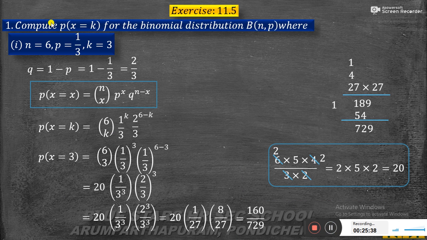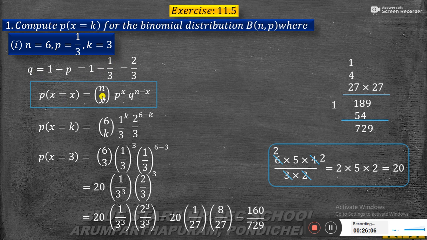Now we discuss exercise 11.5. Compute the probability of x equal to k for the binomial distribution B(n, p), where subdivision 1 is n equal to 6, p equal to 1/3, k equal to 3. So now we calculate the binomial distribution. p equal to 1/3 means q is 1 minus p, which is 1 minus 1/3. Doing the cross multiplication, 3 into 1 is 3, 3 minus 1 is 2, so q is 2/3.